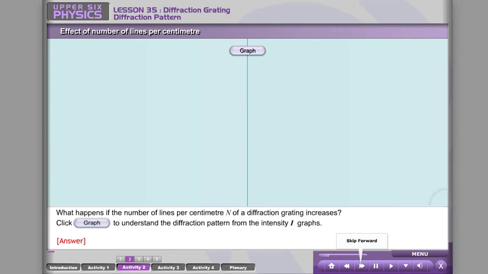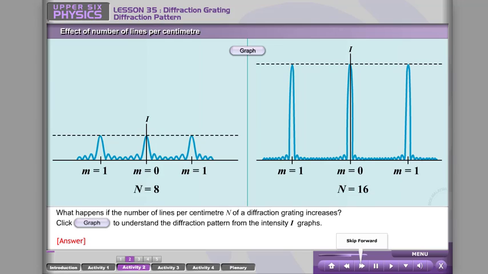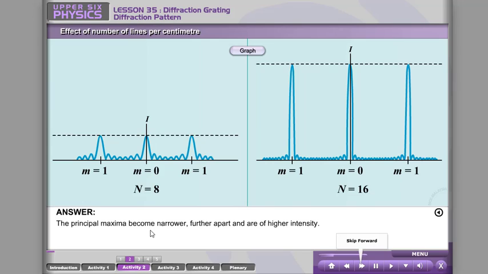What happens if the number of lines per centimeter n of a diffraction grating increases? Click the graph button to understand the diffraction pattern from the intensity I graphs. Answer: the principal maxima become narrower, further apart and are of higher intensity.